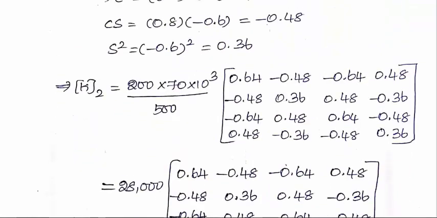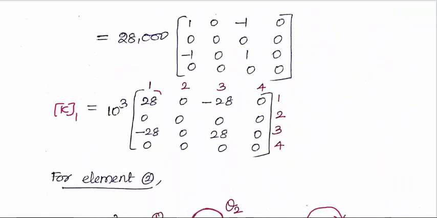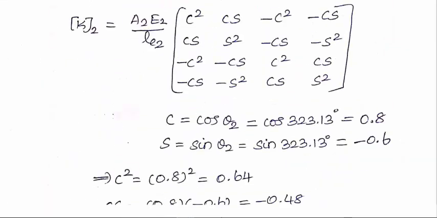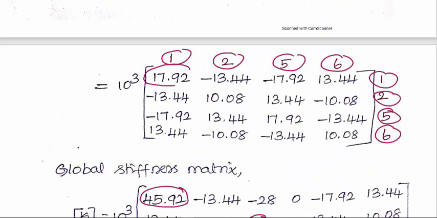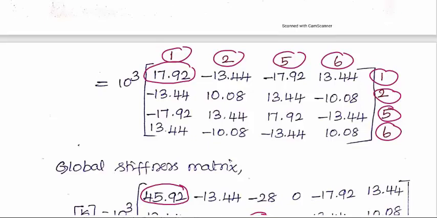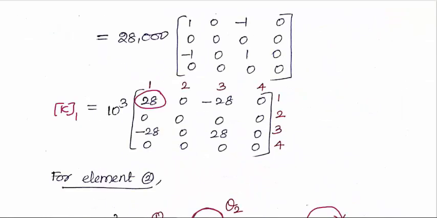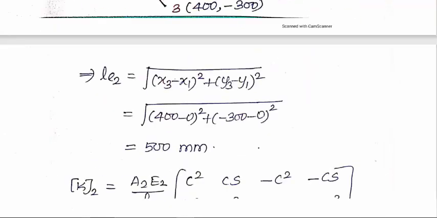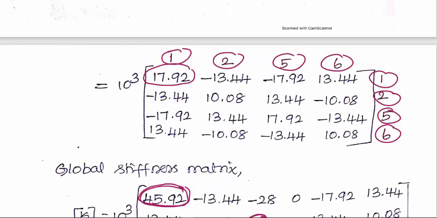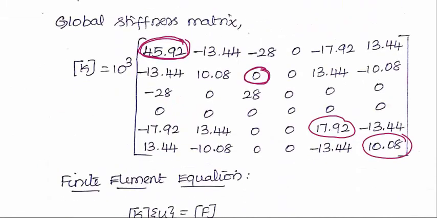Okay, first, in the K1 matrix, the 1, 1 element is 28. In the K2 matrix, the 1, 1 element is 17.92. So adding both gives the 1, 1 element of the global stiffness matrix. That is 45.92. Then consider the 2, 3 element. In the first stiffness matrix, the 2, 3 element is 0. In the second stiffness matrix, there is no 2, 3 element. So in the global stiffness matrix, we can put the 2, 3 element as 0.